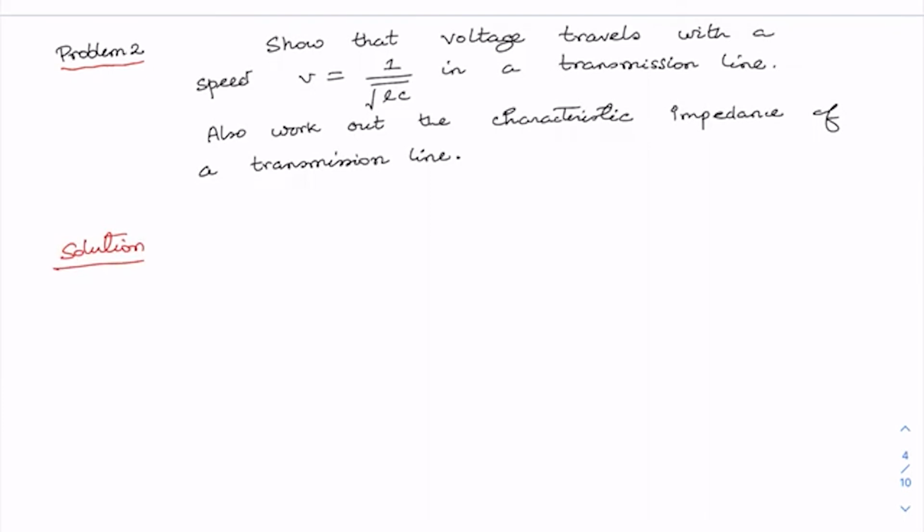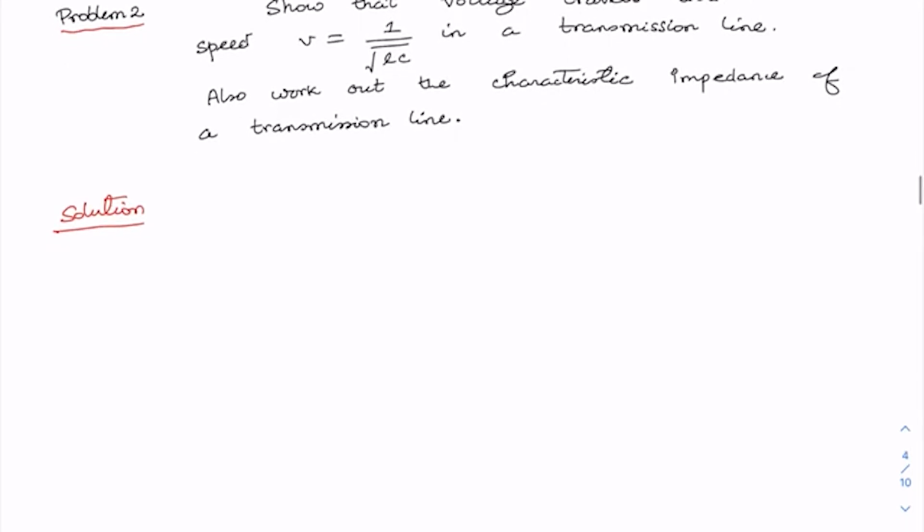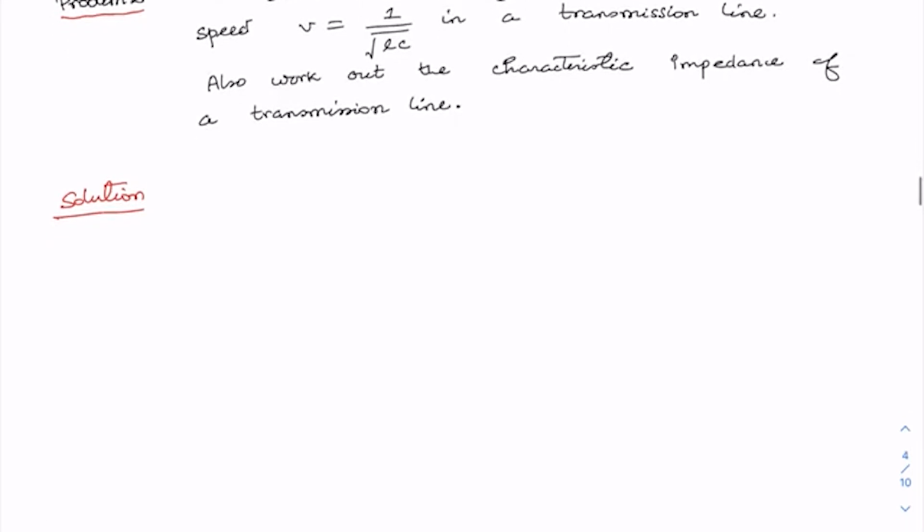We learned that a transmission line without loss can be modeled by a series of unit cells comprising inductance and capacitance like this. So we have, this is one unit cell, then we have a unit cell like this, and so on.